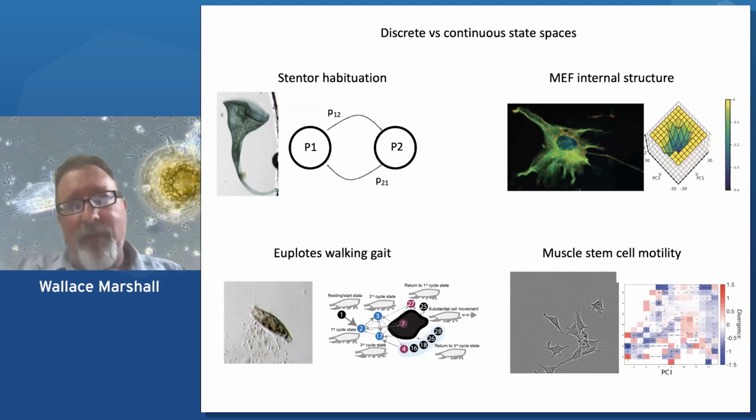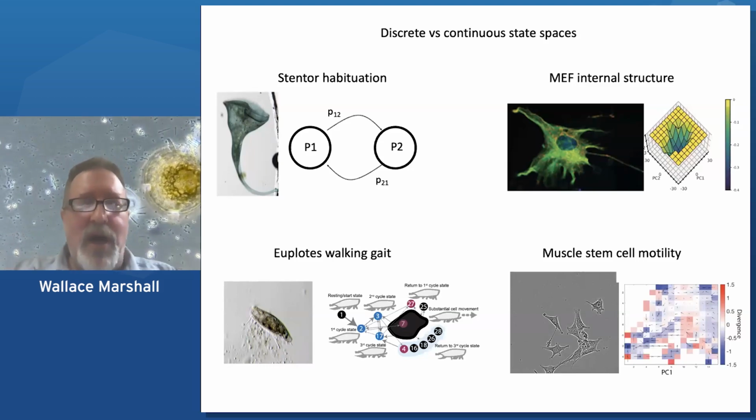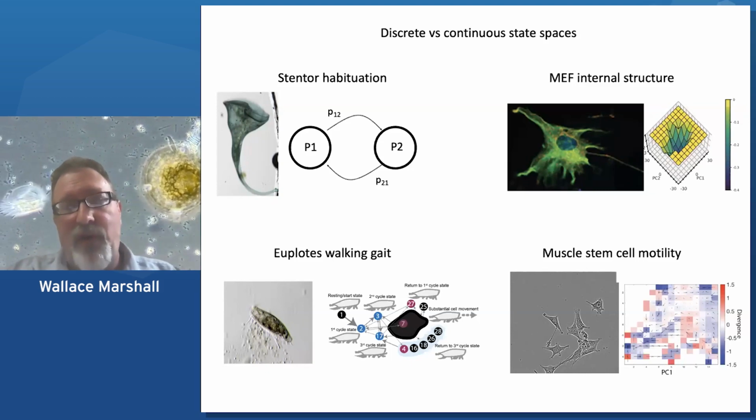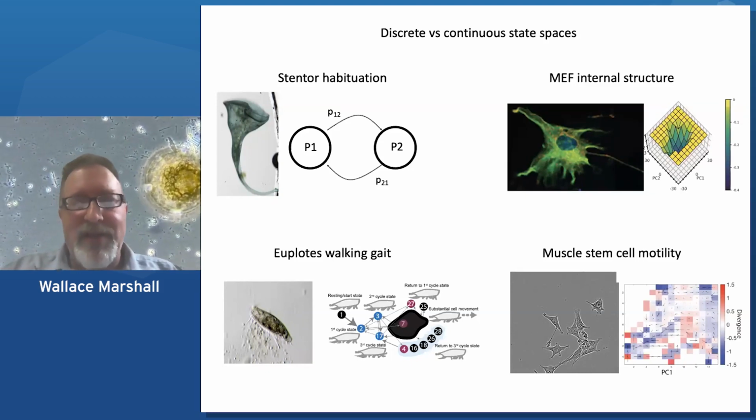Then when we try to look at, I guess, more conventional model systems, namely mammalian cell types, a former student, Amy Chang, was looking at the dynamics of how internal organization of a cell could change, looking at mouse embryonic fibroblasts.